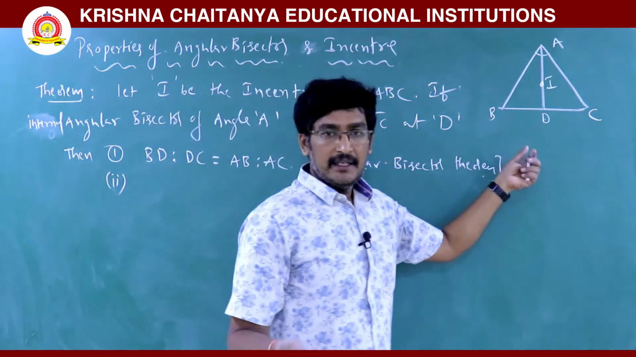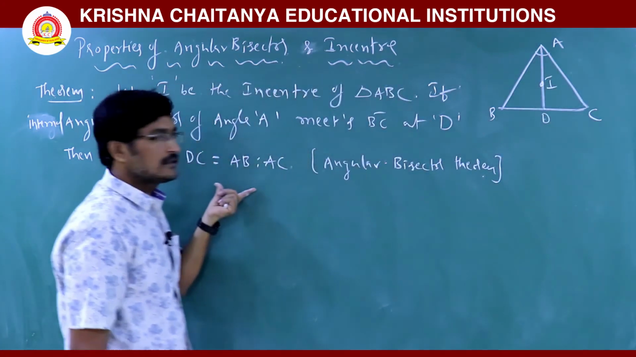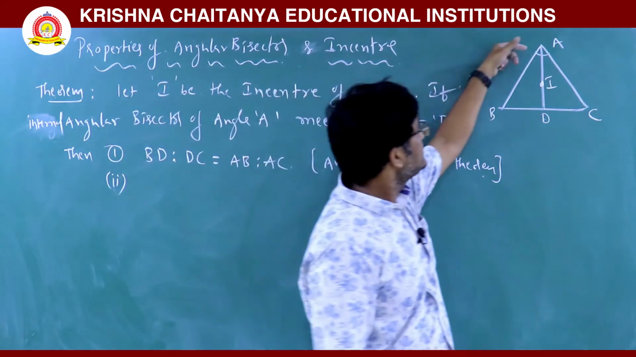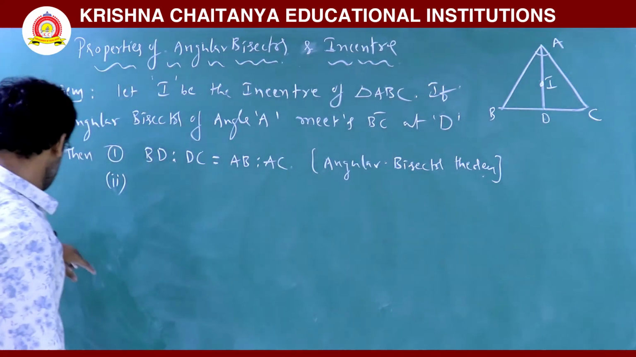So, already I wrote BD is to DC is equal to AB is to AC. Now, the second property is AI is to ID.